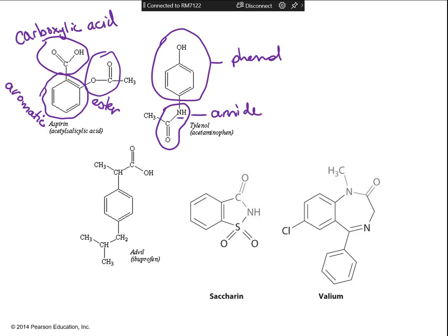All right, and then we'll do Advil, another pain reliever, ibuprofen. What's that upper corner? Upper top? It's a carboxylic acid. Do you see this? Carbon with two oxygens on the end, carboxylic acid.